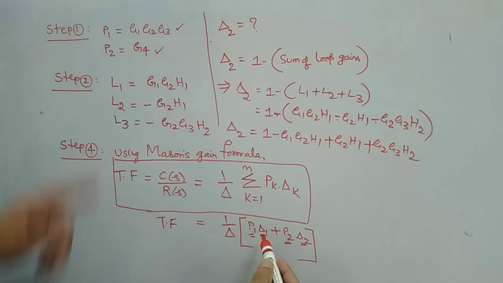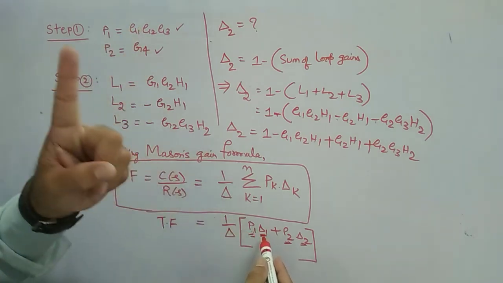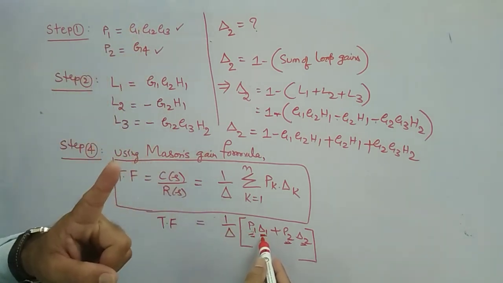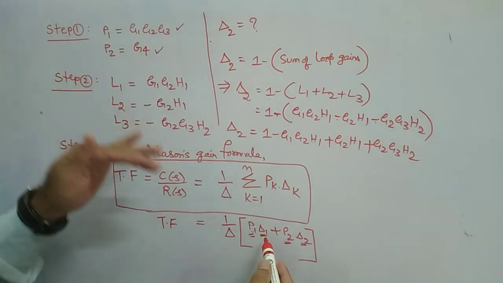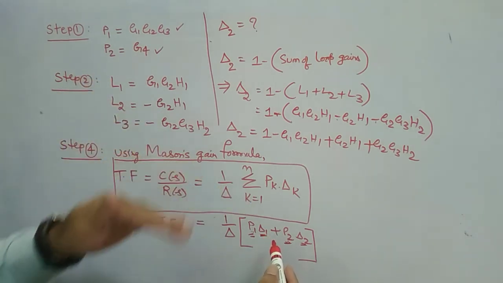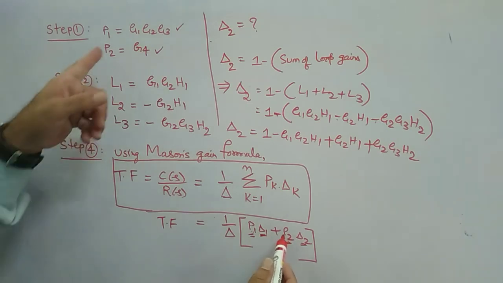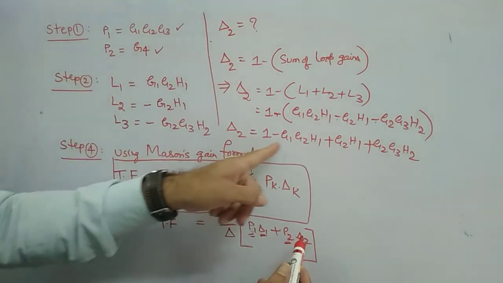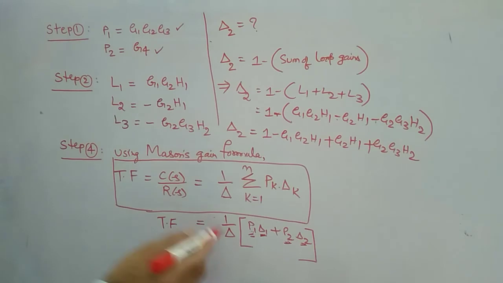P1, you know, P1 is this one. Delta 1 value is 1, because all of L1, L2, L3 are touching P1. That's why delta 1 value is 1. P2 again is G4. Delta 2 is nothing but this much. And then what is delta?